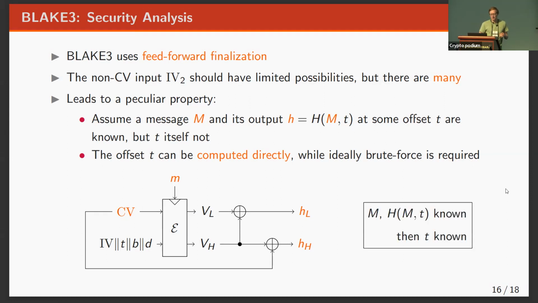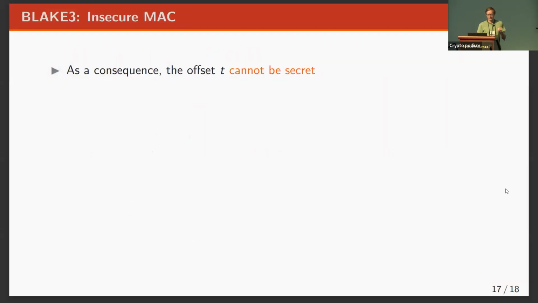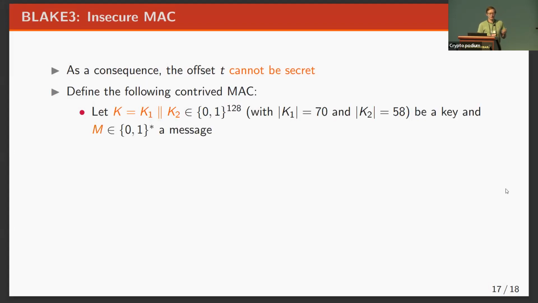So in short, if we know a message M and its hash output, but not the counter, then we can compute this counter. As a consequence of this, we cannot really rely on the secrecy of this counter. We can illustrate this by defining a contrived MAC function. A MAC function has a key input and a message. In this case, we assume that the key is 128 bits, and we will split it into two parts: the first part of 70 bits and the second part of 58, just so that the definitions work out.